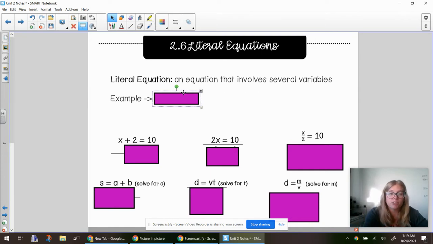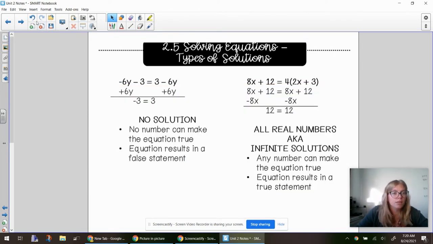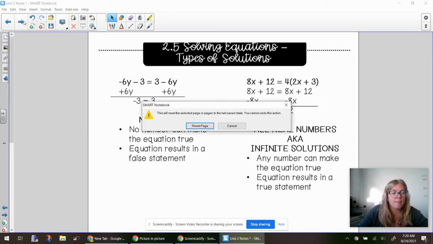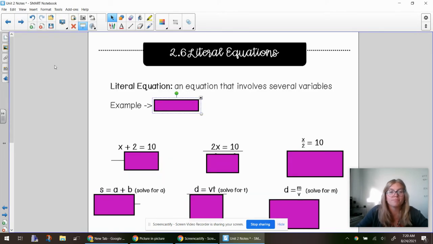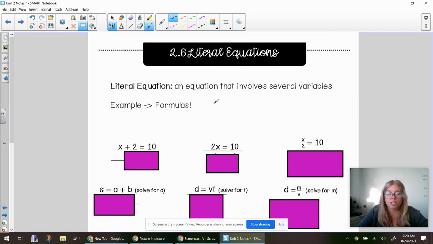One example of a literal equation might be formulas. So previously in math classes, you might have learned a squared plus b squared equals c squared, the Pythagorean theorem. This would be an example of a literal equation. You have seen literal equations before.